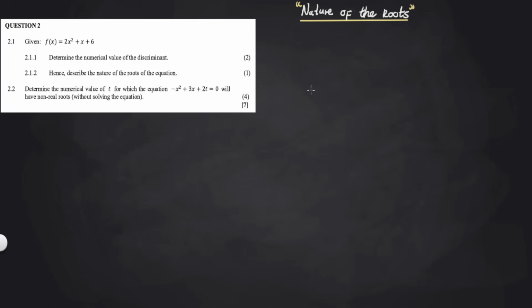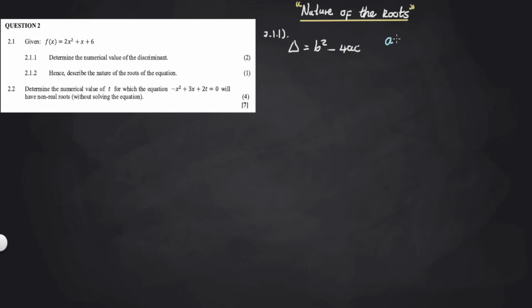The first question, we are told to determine the numerical value of the discriminant. So the discriminant is b squared minus 4ac. This is basically what you find under the square root in the quadratic formula, right? So we need to take out the ABCs.